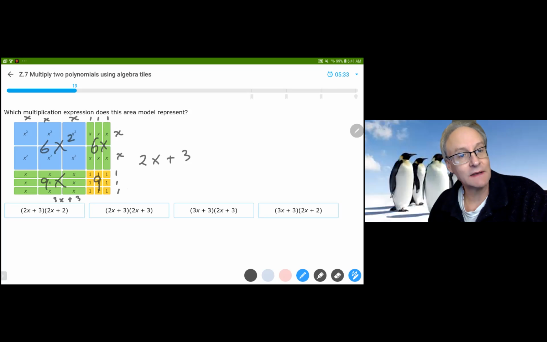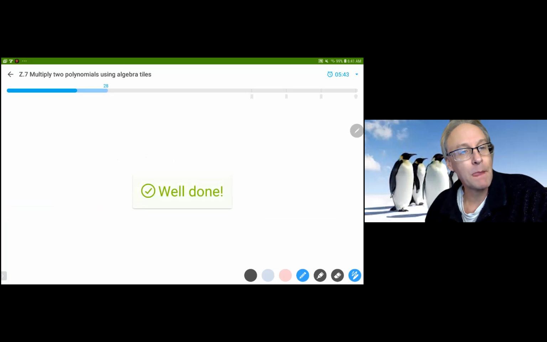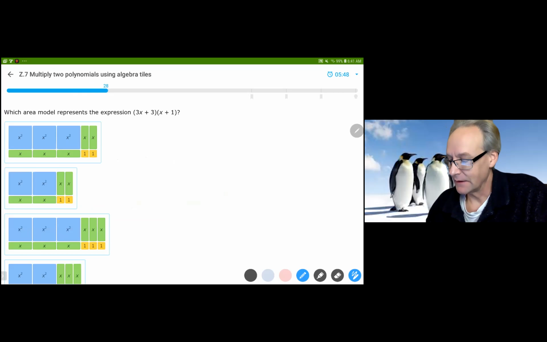Hopefully all this makes sense and you can see the pattern better. Let's see, we're looking for 3x plus 3 times 2x plus 3, and there it is. Okay, I'm going to go a little faster. These are pretty cool to put together. It takes a little practice to put them together.